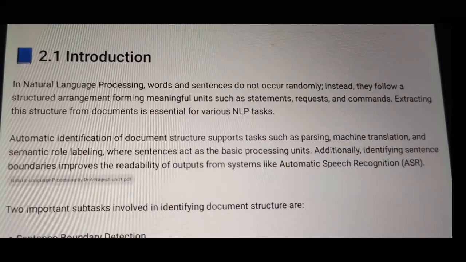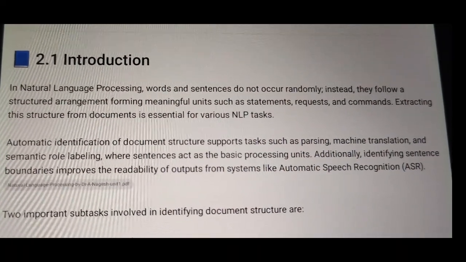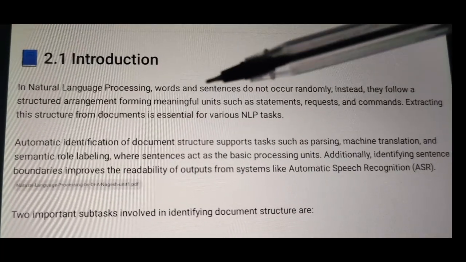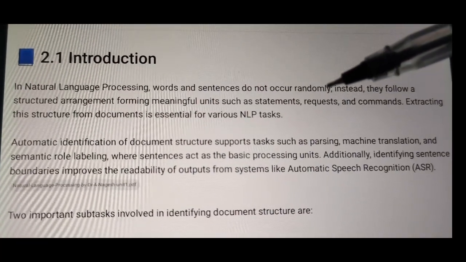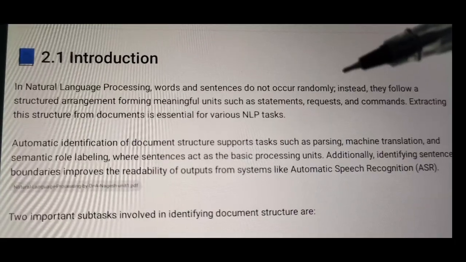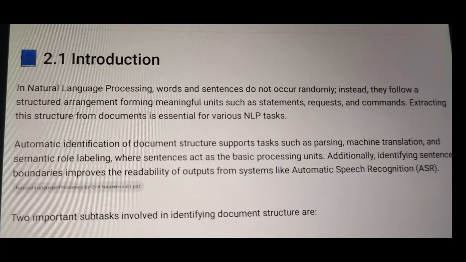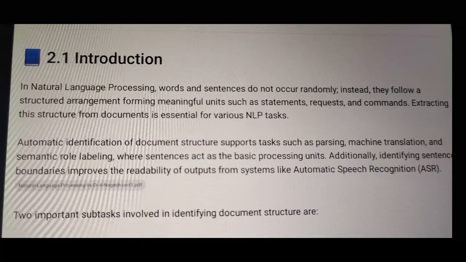So today let us discuss finding the structure of documents. In natural language processing, words and sentences do not occur randomly. Obviously they do not occur randomly. We are going to give them a structured arrangement to form the sentences, right? So that is what is written here.